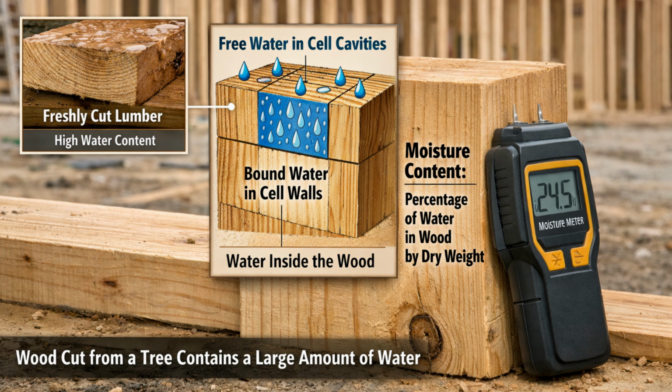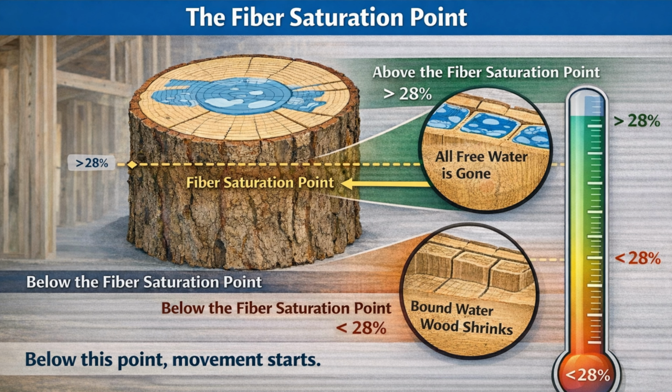When lumber is cut from a tree, it contains a large amount of water. Some of that water sits freely in the cell cavities, some of it is bound within the cell walls themselves. This distinction matters because wood does not begin to shrink until bound water starts to leave the cell walls. The point at which all free water is gone, but bound water remains, is called the fiber saturation point. Above that point, wood does not shrink. Below it, dimensional change begins. That is the moment movement starts.